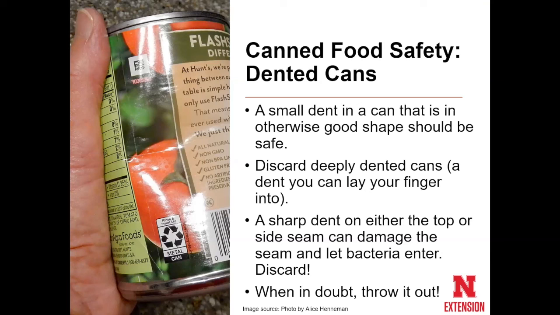So now, is it safe to consume foods that may have a dent in the can? Generally, if it's a small dent, the food is probably safe to use. It's more concern if there's a dent near the seam or the top or bottom of the can. That may mean the can has been breached and the food content may not be safe. Generally, the rule of thumb, if you're in doubt, just throw it out.